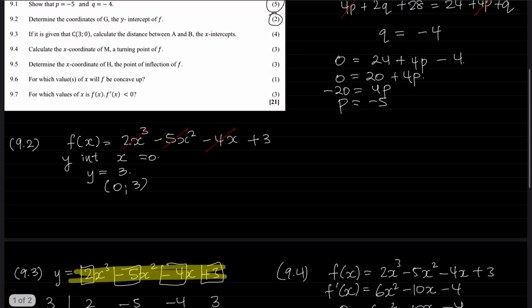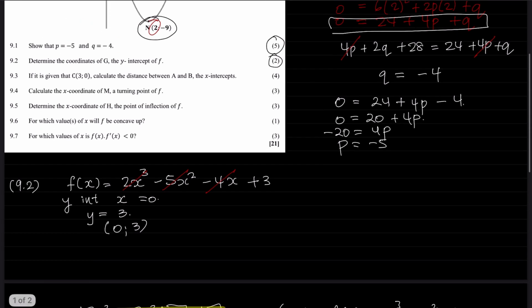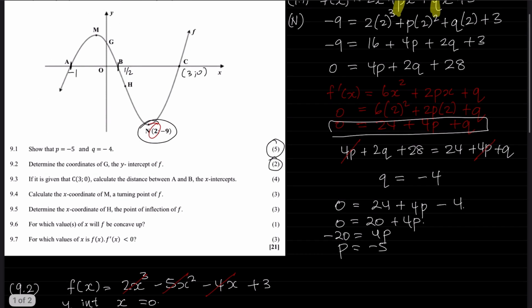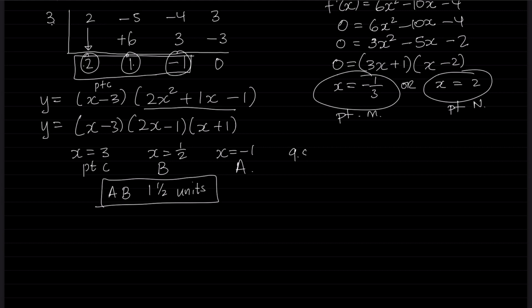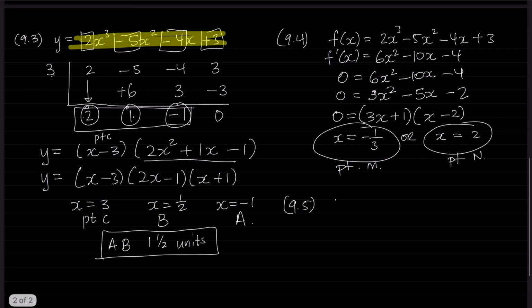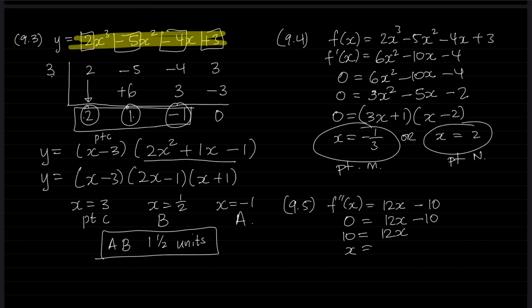Let's move on to question 9.5. Determine the x coordinate of H, the point of inflection. Now, if you want to work out the point of inflection, you take the second derivative and equate it to 0. So the second derivative, f double prime x, is going to equal 12x minus 10. Now we equate this to 0. 0 equals 12x minus 10. 10 is equal to 12x. x is equal to 5 over 6.